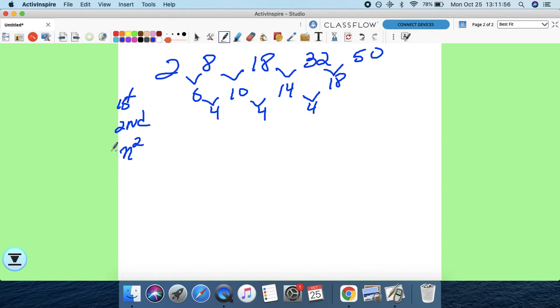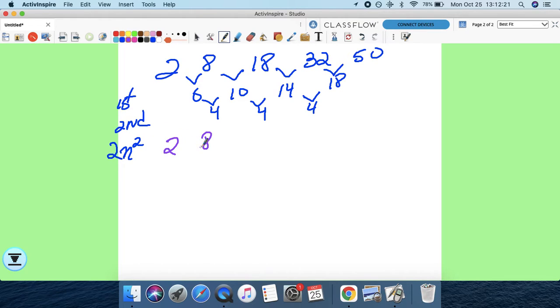Is there a coefficient? Yes, there's a coefficient. The coefficient is going to be 4 divided by 2, so we're going to write 2 over here. What does a 2n squared sequence look like? Well, plug in 1 over here. 1 squared is 1 times 2 is 2. 2 squared is 4 times 2 is 8.